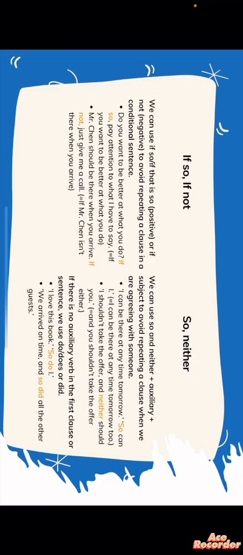Then we have if so and if not. We can use if so, if that is so, positive, or if not, negative, to avoid repeating a clause in a conditional sentence. Do you want to be better at what you do? If so, pay attention to what I have to say. If so here is referring to if you want to be better at what you do. Instead of saying, if you want to be better at what you do, pay attention to what I have to say, which sounds kind of repetitive and confusing, we say if so.